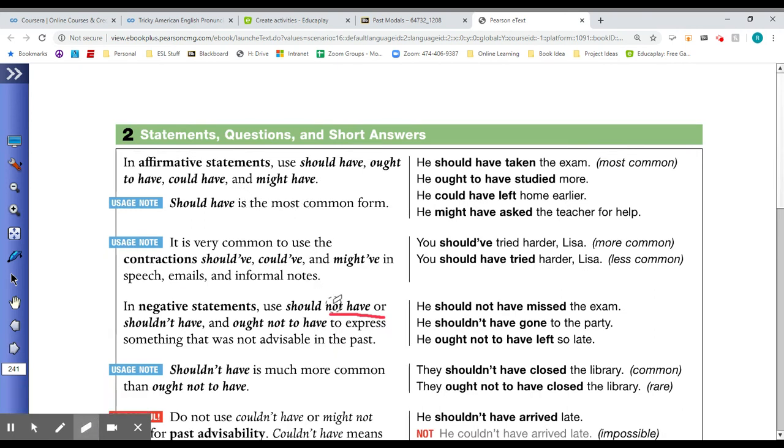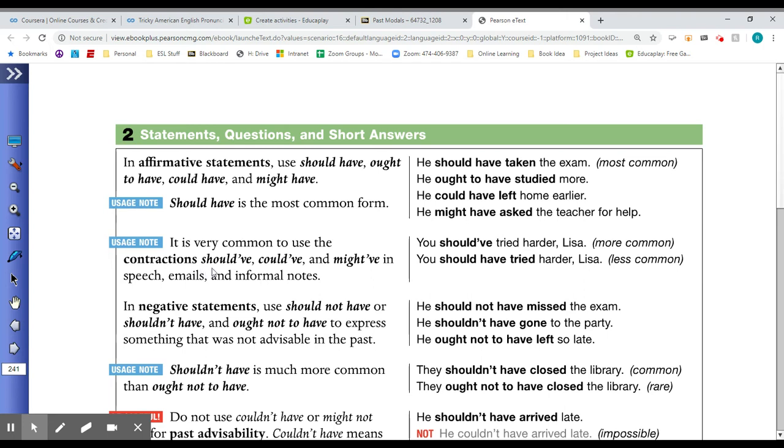In affirmative statements, use should have, ought to have, could have, and might have, but should have is the most common form. He should have taken the exam. He ought to have studied more. He could have left home earlier. He might have asked the teacher for help.